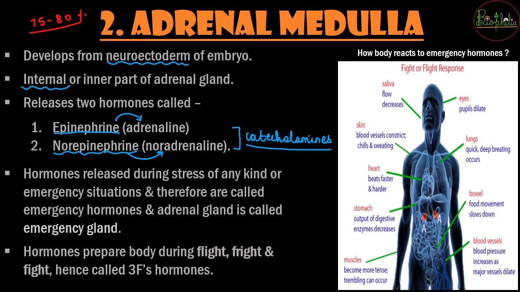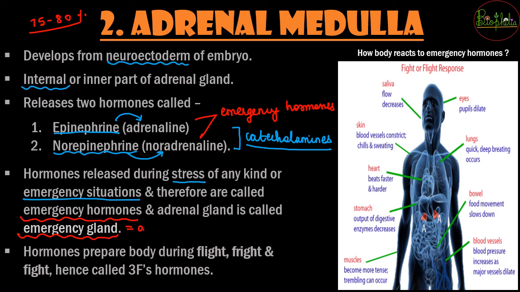Once these catecholamines, that is epinephrine and norepinephrine, are released during stress, whenever the body is under any kind of stress or under emergency situations, then they are going to be released. Because these hormones are released in emergency situations, they are also called emergency hormones. So what are epinephrine and norepinephrine called? They are called emergency hormones. And because emergency hormones are released from the adrenal gland, it is also called the emergency gland. So whose name is emergency gland? It is the name of the adrenal gland.